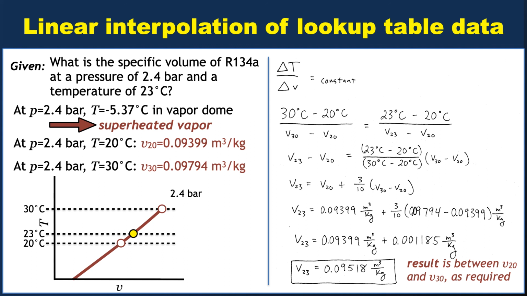But as we can see, our result is very nicely bounded between the two, and it's even a little bit closer to V20 than to V30, as you might expect, since we're dealing with 23 degrees, which is closer to 20 than to 30. Everything checks out, it makes sense. This seems like it should be a very reliable estimate for the specific volume at 23 degrees Celsius and 2.4 bar for refrigerant 134a.